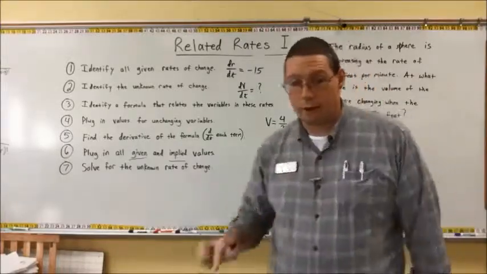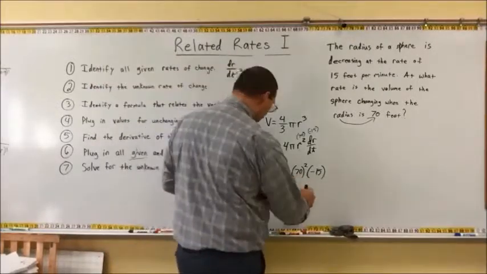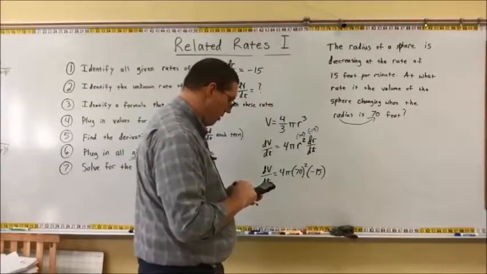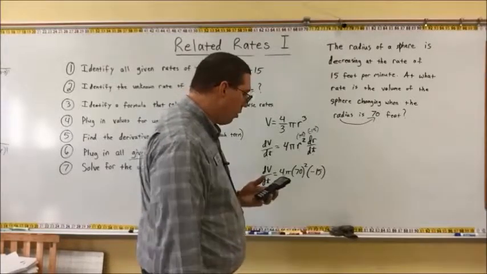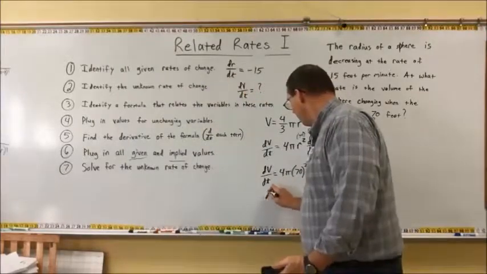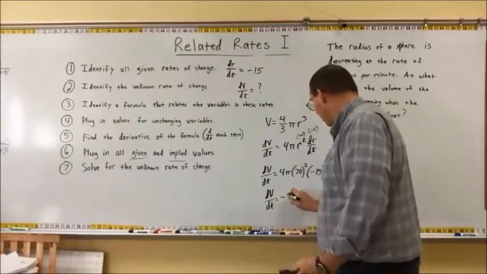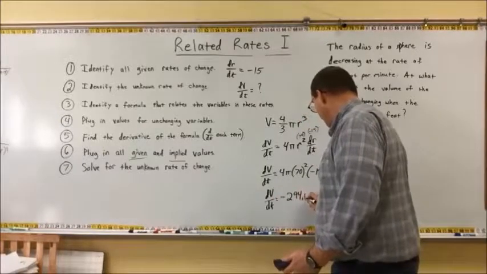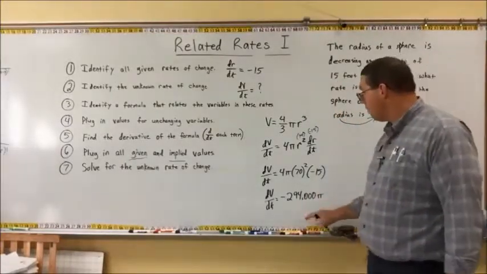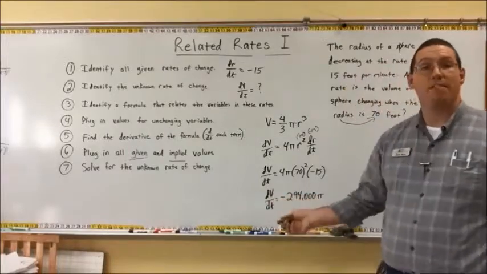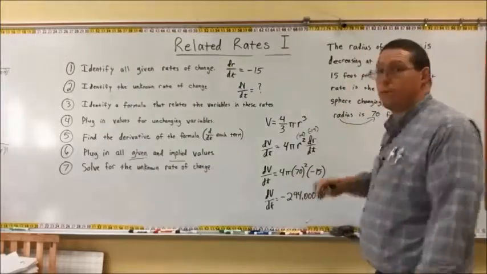We're going to have to do this in the calculator. I'm going to do 4 times 70 squared times negative 15. That's negative 294,000. So dv dt is equal to negative 294,000 pi, because we didn't even multiply the pi yet. And because dv dt is negative, that means the volume is decreasing. And it makes sense that the volume is decreasing because the radius is decreasing.